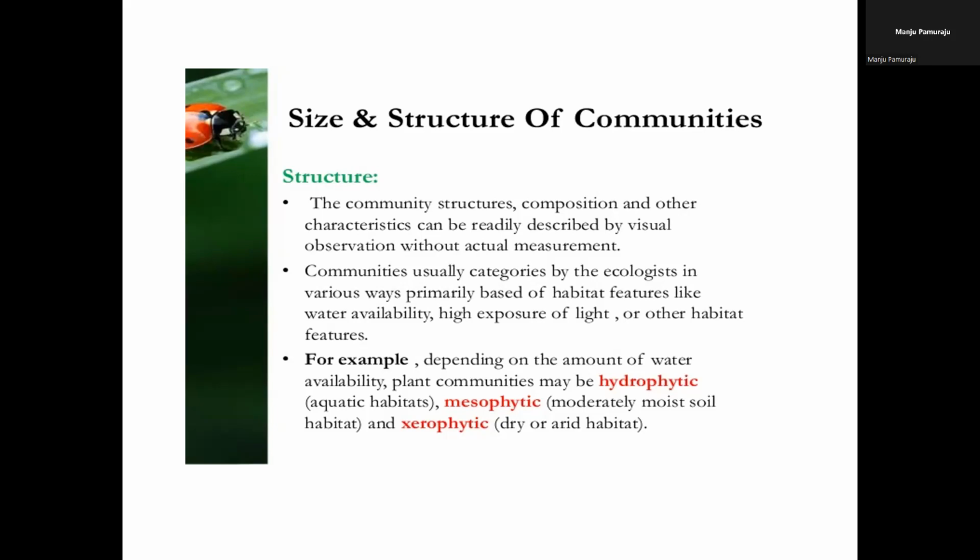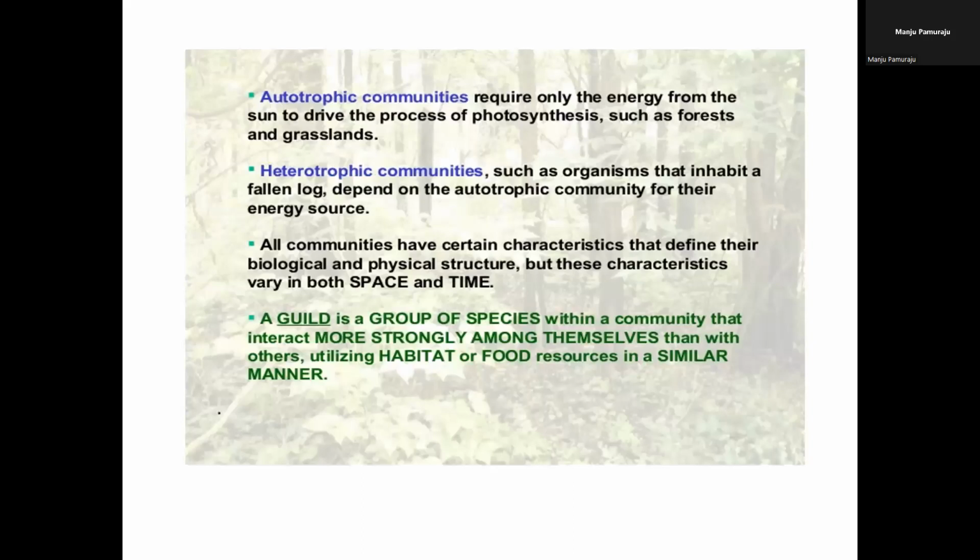Again, communities are classified into two types, autotrophic communities and heterotrophic communities. Autotrophic communities require only energy from the sun to drive the process of photosynthesis. Examples for autotrophic communities are forest and grasslands. Next are the heterotrophic communities. These are organisms that mainly depend on the autotrophic communities for their energy source. The heterotrophs get energy from fallen logs, that is dead organic matter, etc. All communities have certain characteristics that define their biological and physical structures, but these characters vary in both space and time.